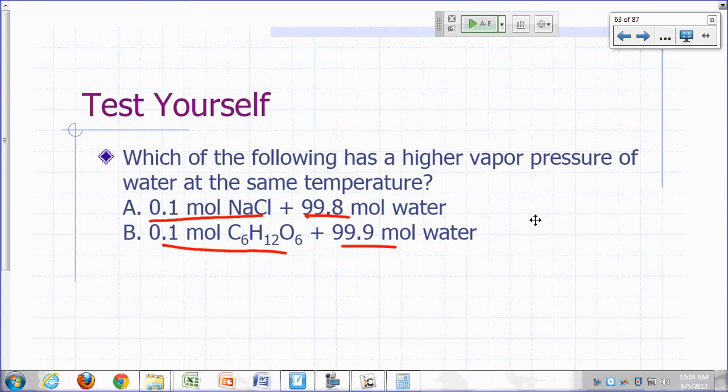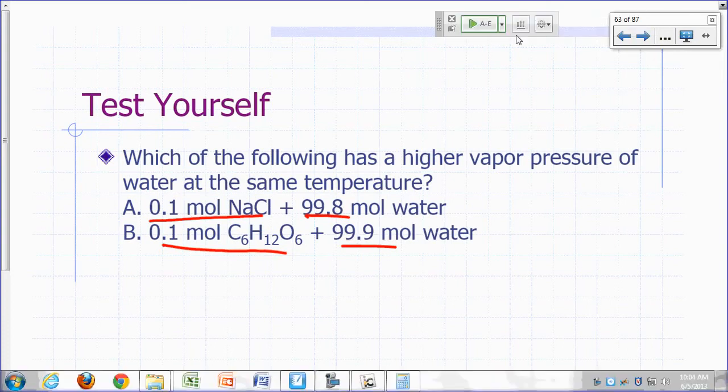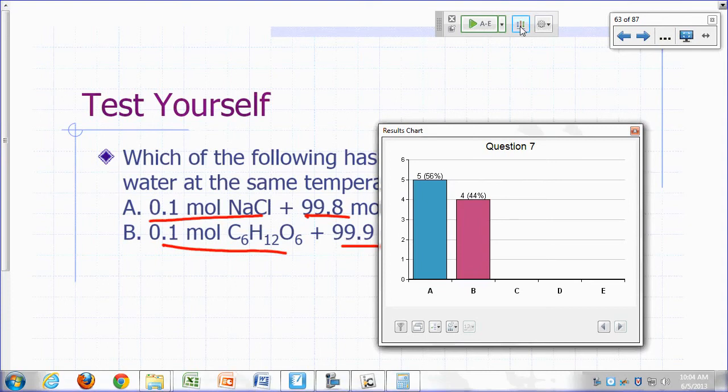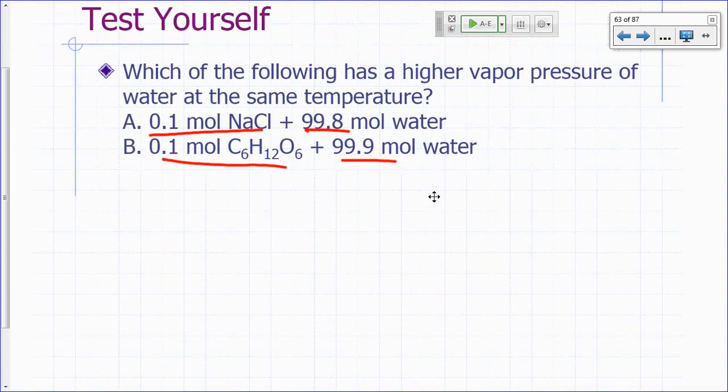Ready? Let's see how it did. Oh, 50-50. Alright, so I guess you need your phone a friend lifeline.